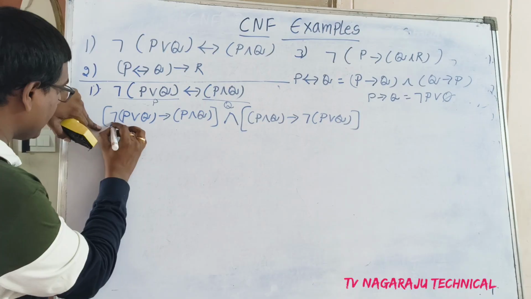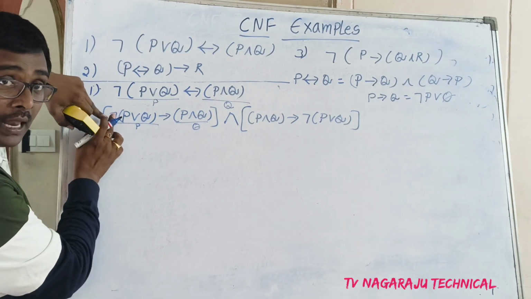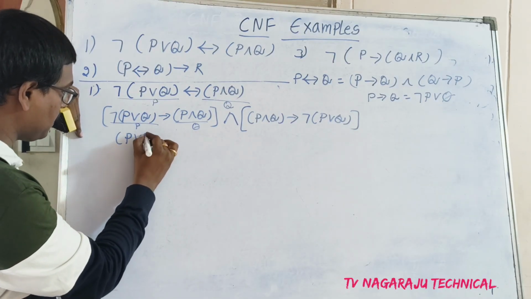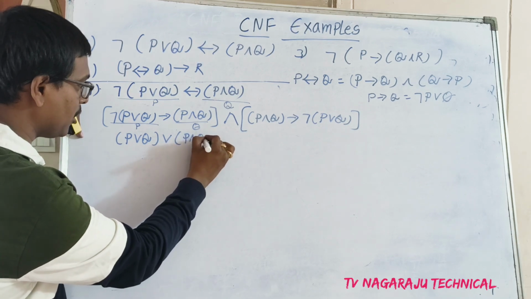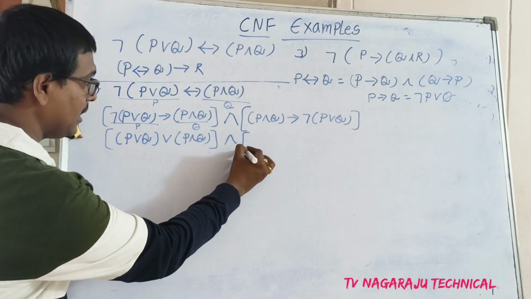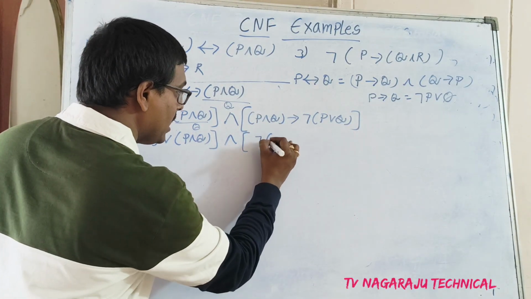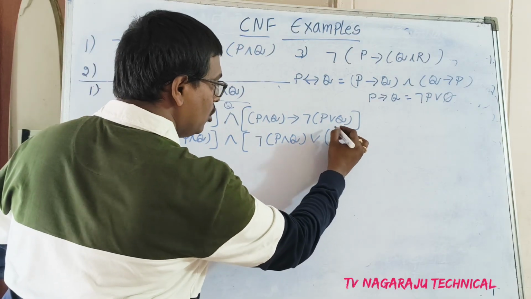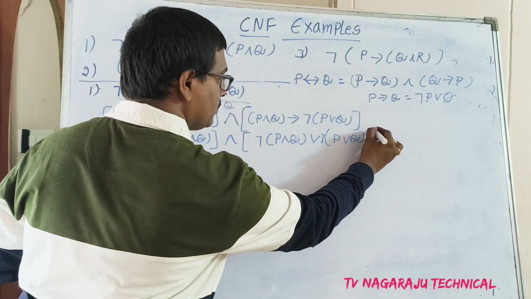So this entire thing is P, this is Q. Negation P, already negation is there. Negation of negation, that is P or Q. P and Q is my first expression, and here also do the same thing: negation of P or Q, that is negation P or Q.